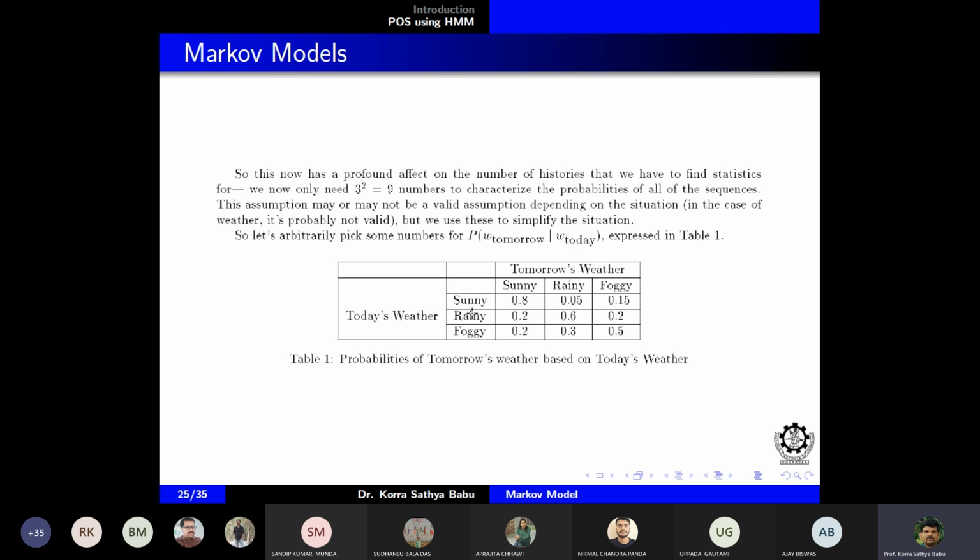What is the probability that today is sunny and tomorrow will be sunny, or the probability of tomorrow being rainy given today is sunny? The probability is 0.05. What is the probability of tomorrow being a foggy day given today is a sunny day? It is 0.15. Similarly, what is the probability of sunny given today is rainy? What is the probability of rainy given rainy? And of foggy tomorrow given rainy? Similarly, the probabilities of sunny, rainy and foggy on different days given today is a foggy day. So let us do the probability for tomorrow's weather based on today's weather.